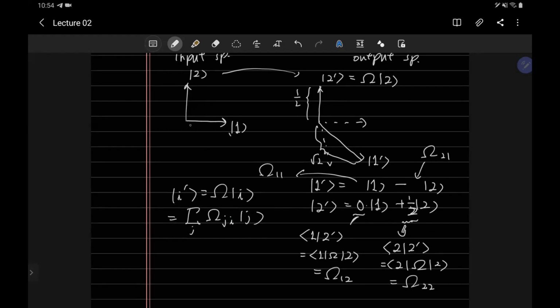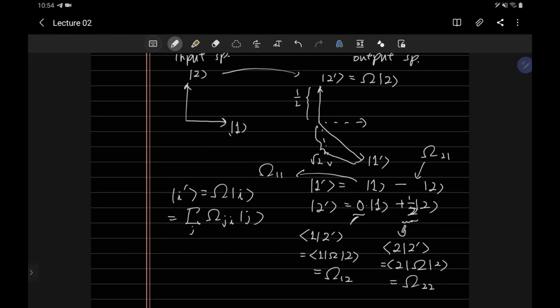What I'm saying is, whenever we start with some basis, the mapped result of that basis can be represented in the original basis again, and the coefficient, or the vector component, will always look like this.